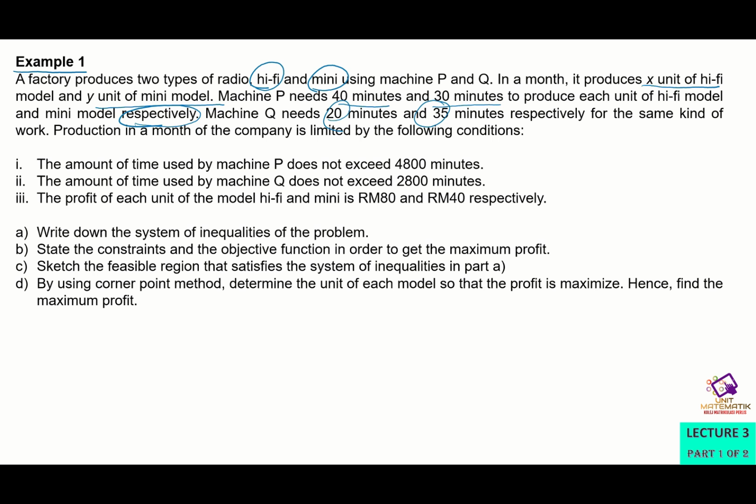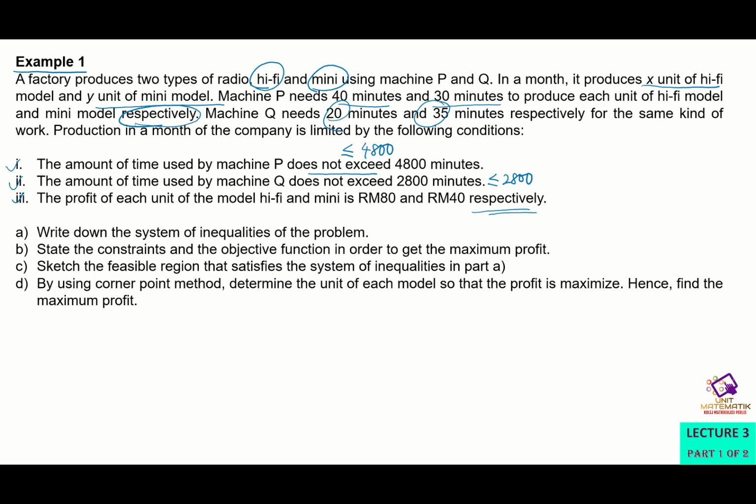Production in a month of the company is limited by the following conditions. So here we need to obey the condition. The first one, the amount of time used by machine P does not exceed 4,800 minutes. It means that less than or equal 4,800. And then the second condition, the amount of time used by machine Q does not exceed 2,800. Less than or equals to 2,800. And then number 3, the profit of each unit of the model hi-fi and mini is 80 ringgit and 40 ringgit respectively. And then we need to answer all the question A, B, C and D.